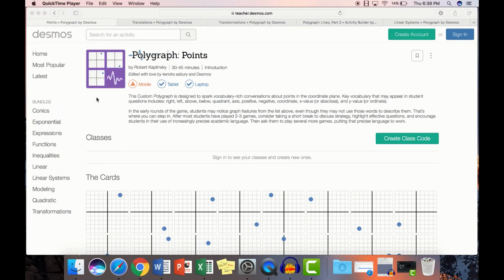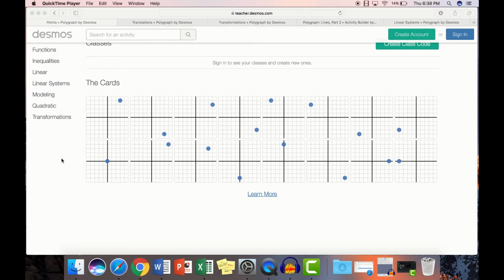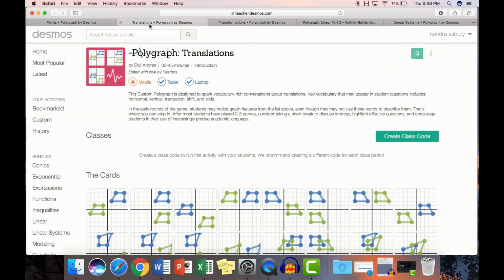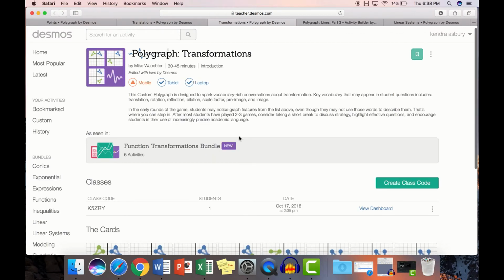So I wanted to show you some of the Polygraphs that we play during the year. The first one that I would probably start with out of all of them would be points, right? Because a lot of the things we do in Math 8 occur on the coordinate grid. They definitely need to have an understanding of coordinate points. We also start the year off by going over transformations. So this one is specifically about translations. This one is about all types of transformations.